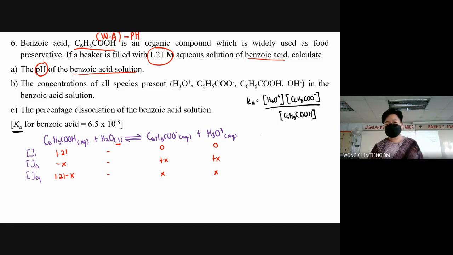And then you got this ready. You check in your KA. Your KA given is 6.5 times 10 to the power of negative 5 equals X over 1.21 minus X. Next question. How do we solve and get the X?